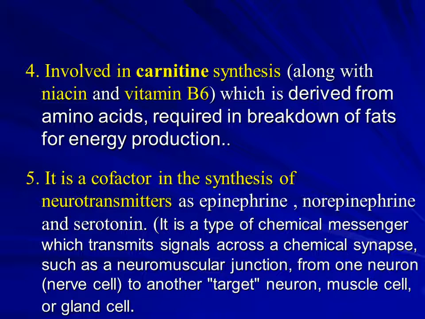The fifth function is a cofactor in the synthesis of a neurotransmitter. It enters as a coenzyme or cofactor in building neurotransmitters, for example epinephrine, norepinephrine and serotonin. A neurotransmitter is a type of chemical messenger which transmits signals across the chemical synapse, such as a neuromuscular junction, from one neuron (nerve cell) to another target neuron or muscle cell or gland cell.